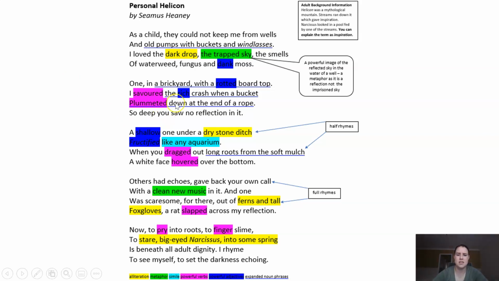The idea of plummeted: it didn't just fall, or drop. It plummeted. That plummet is the idea of a really heavy weight that suddenly just drops.